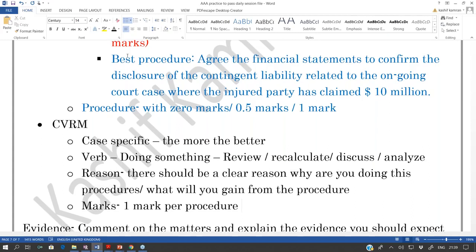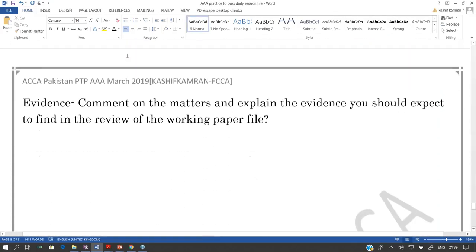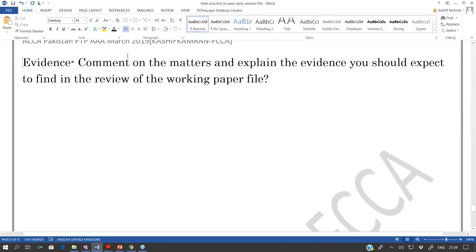Okay, now let's start with evidence. A confusing thing among students is evidence. Or perhaps both of them are confusing to students, procedures as well as evidence. But let's see how we can be good on evidence just before starting on exam drilling. Now, when you look at the question on evidence, it asks you to comment on the matters.